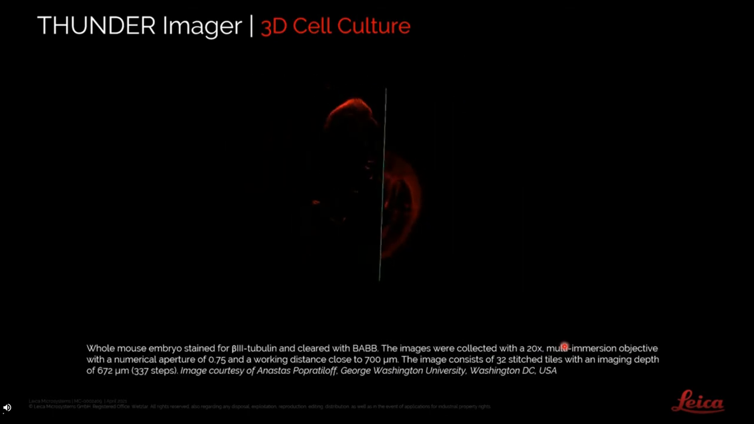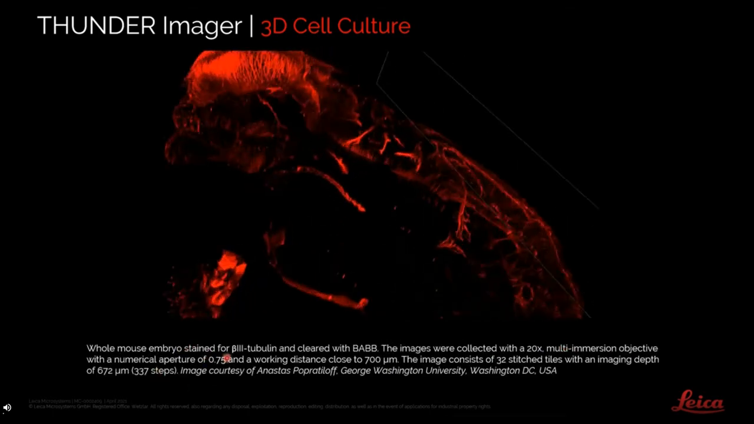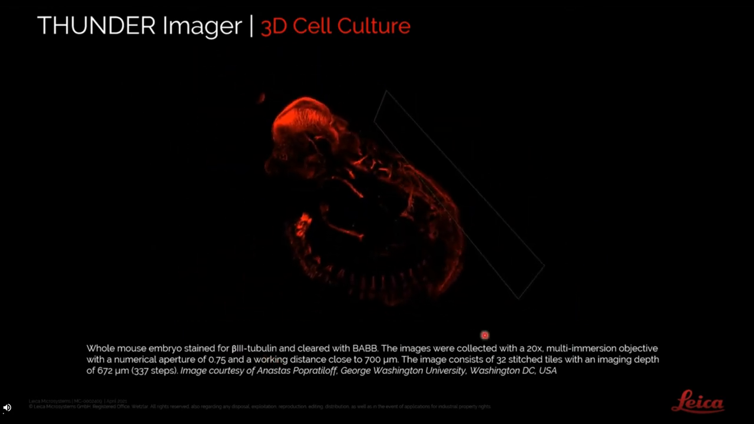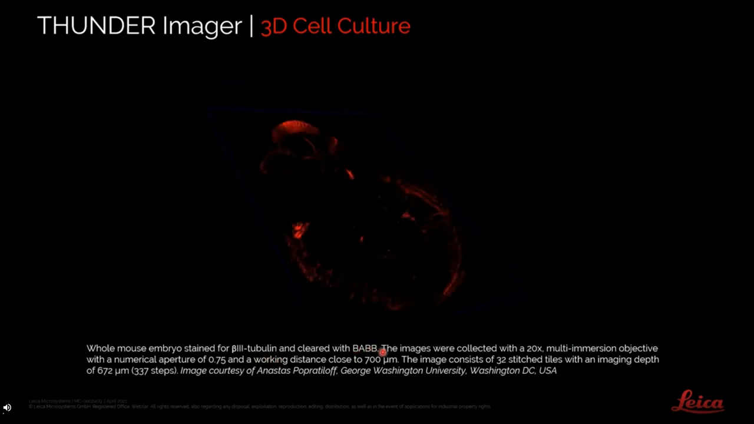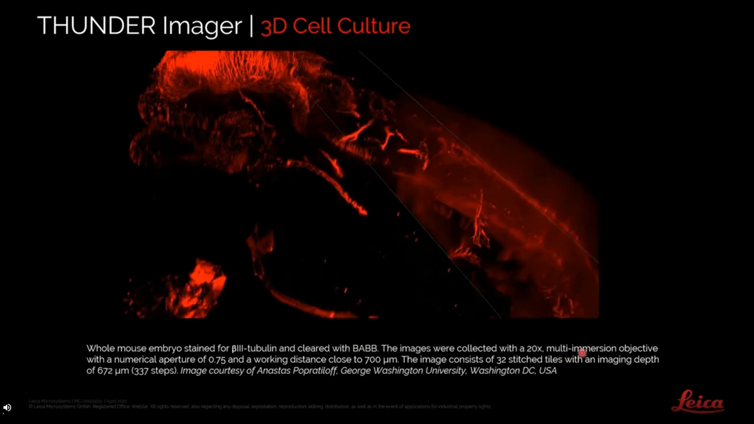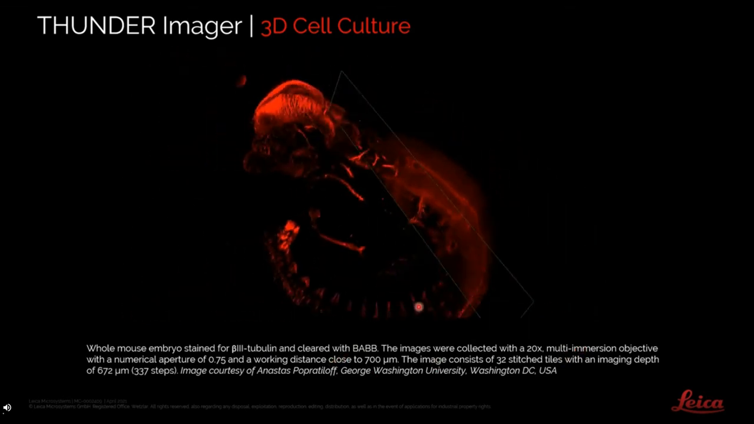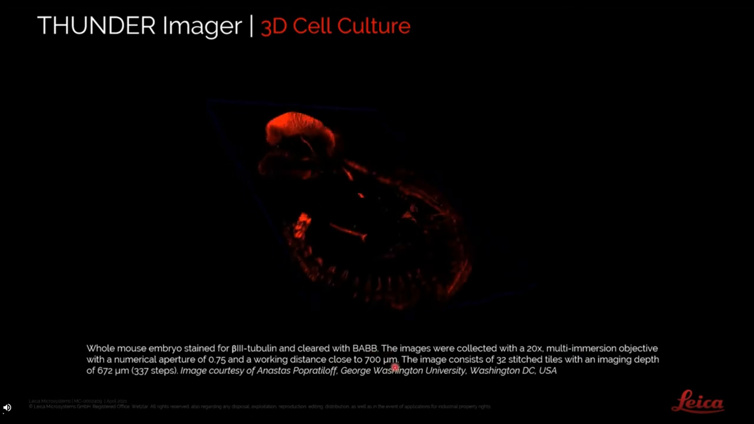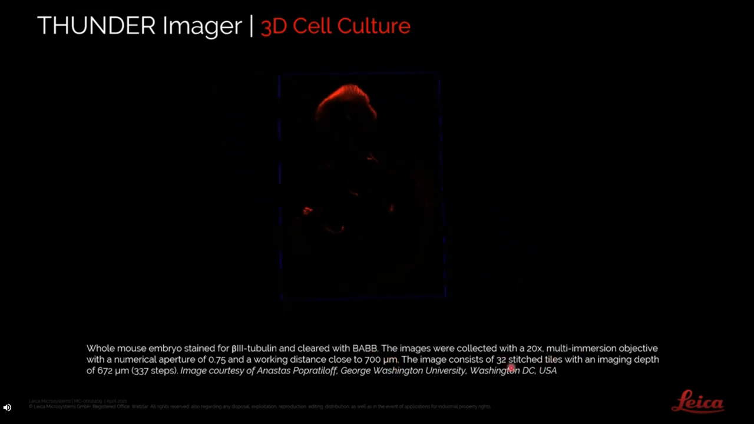The next example is a whole mouse embryo stained with beta-3 tubulin and cleared with BAB. And this is actually taken with a BAB multi-immersion refractive index matching objective, a 20x multi-immersion objective. So you can see we have a very thick section. It's 700 microns. It consists of 32 stitch tiles.